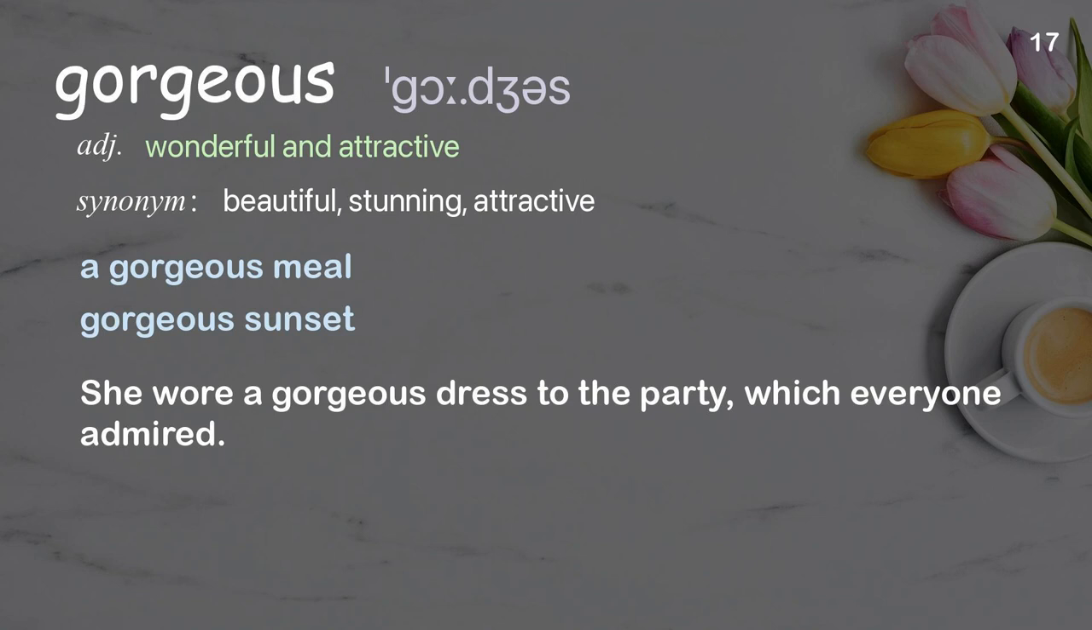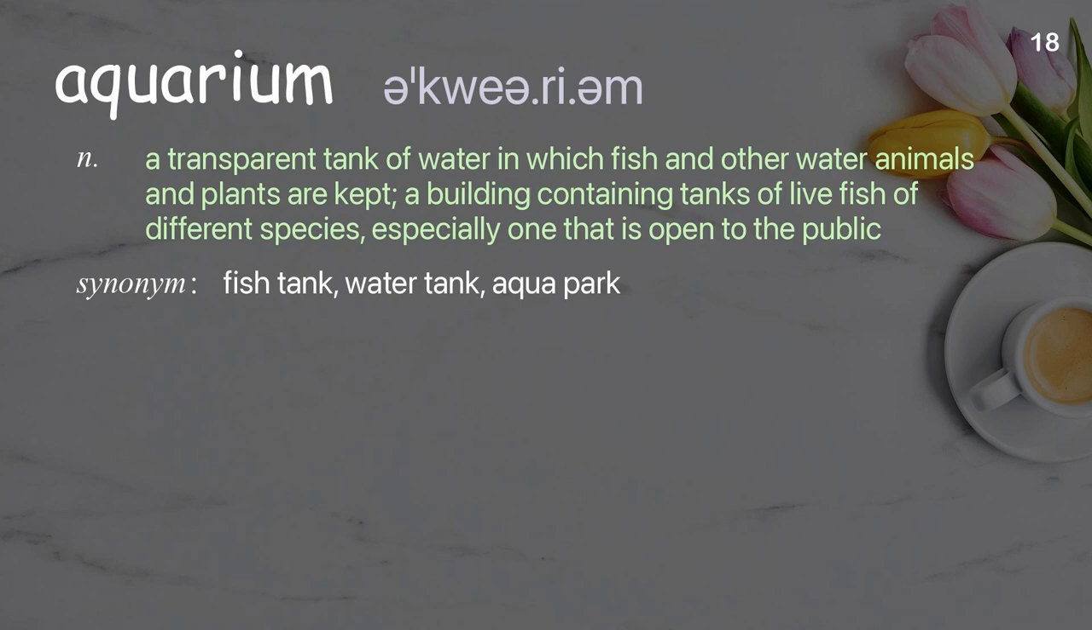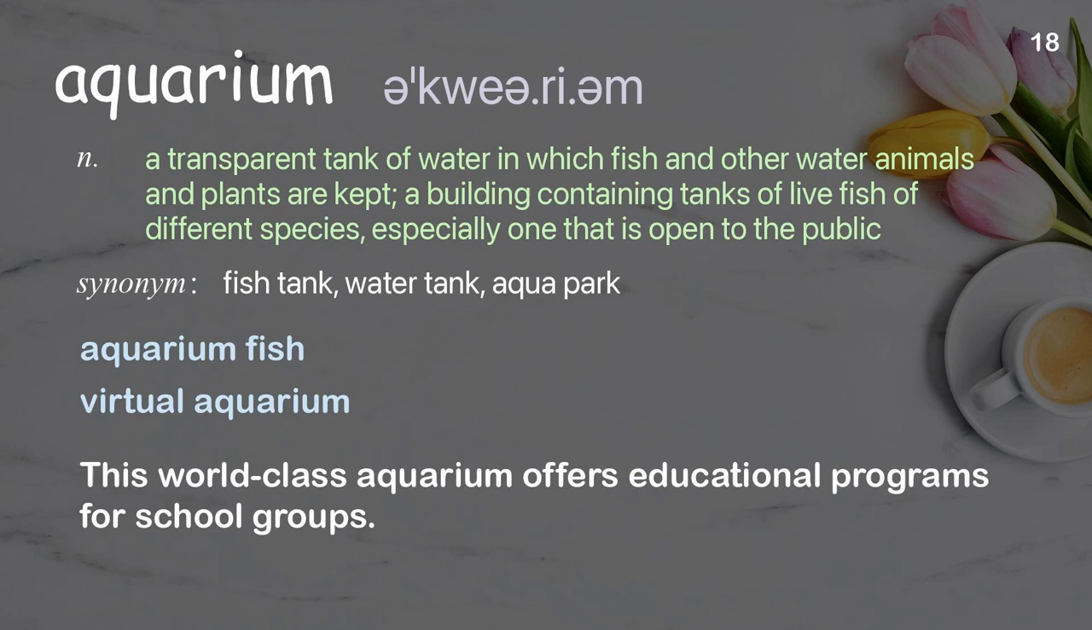Aquarium. A transparent tank of water in which fish and other water animals and plants are kept, a building containing tanks of live fish of different species, especially one that is open to the public. Examples: aquarium fish, virtual aquarium. This world-class aquarium offers educational programs for school groups.